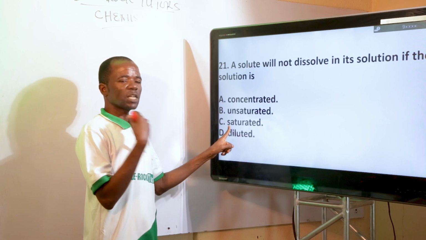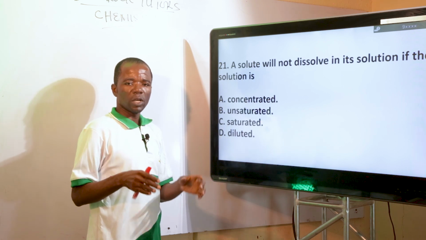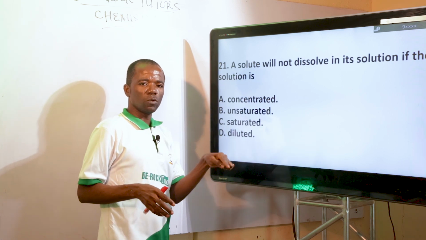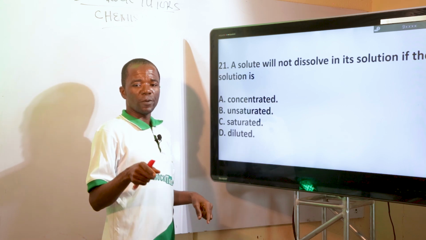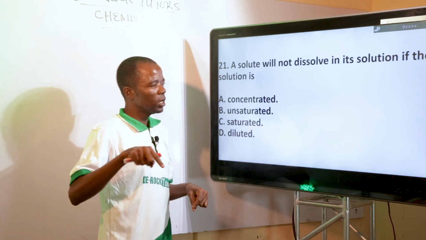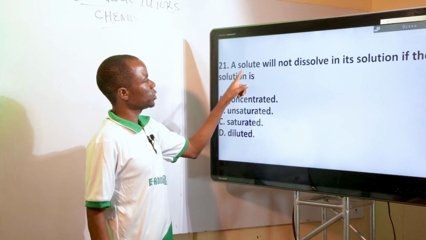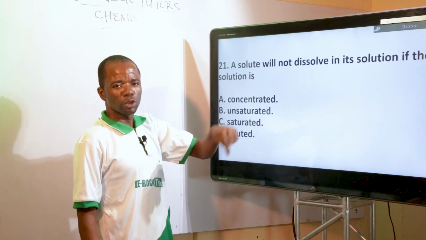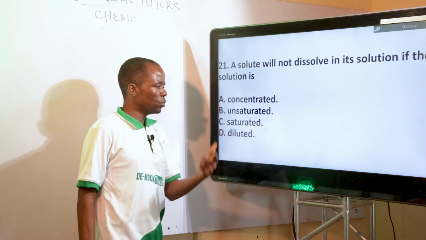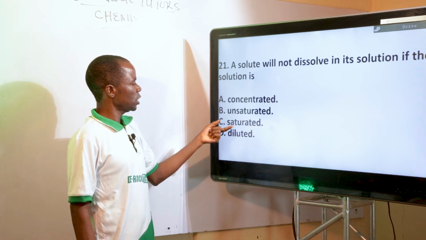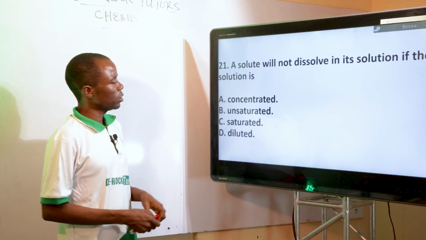We know that a saturated solution is a solution that contains as much solute as it can dissolve at that temperature in the presence of undissolved solute. So no solute will dissolve in a solution that is already saturated. So the correct answer once again for 21 is option C.